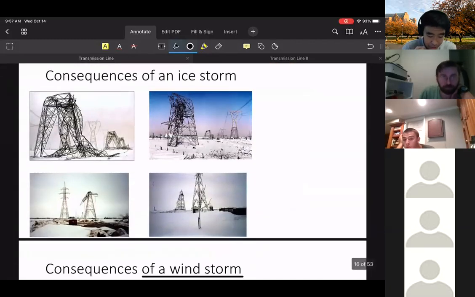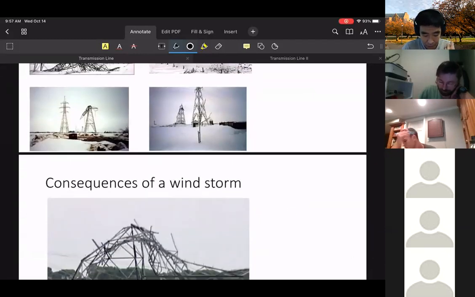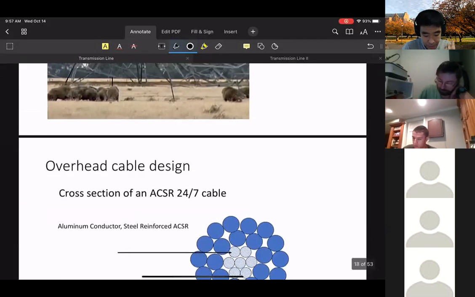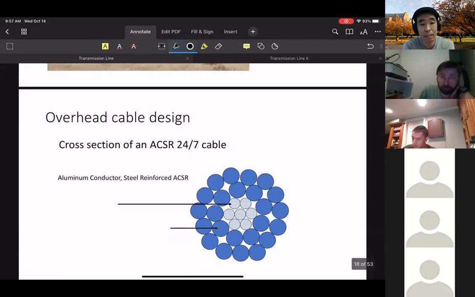For example, not so much in Seattle, but in other parts of the country, you have a lot of ice. Ice collects on the line, becomes very heavy, and the tower falls over. This is not something unexpected, but you need to calculate the mechanical strains. What is the mechanical strength of a line that has to withstand this kind of ice storm and wind storms? Any questions so far?